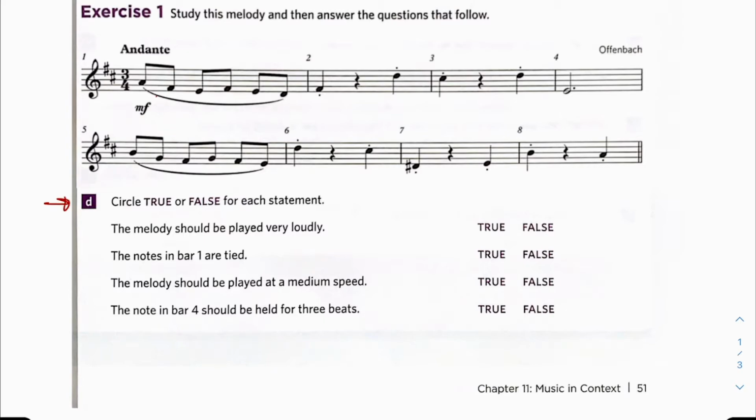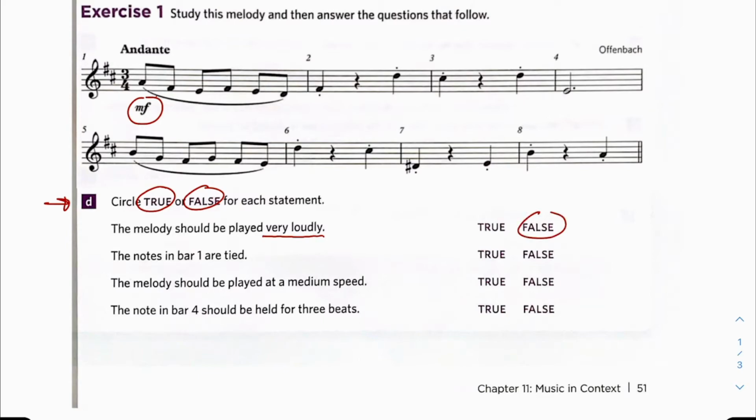Next, question D. Circle true or false for each statement. You will notice that I have copied and pasted the melody so we don't have to scroll up and down. Statement number 1. The melody should be played very loudly. Let's find the dynamic markings in the melody. There is a MF at the beginning, which stands for mezzo forte or moderately loud, and there are no other dynamic markings. So this melody is to be played moderately loud instead of very loud. So this statement is false.